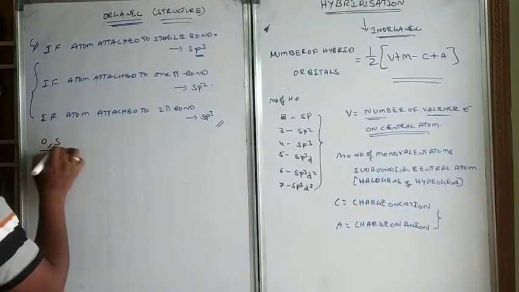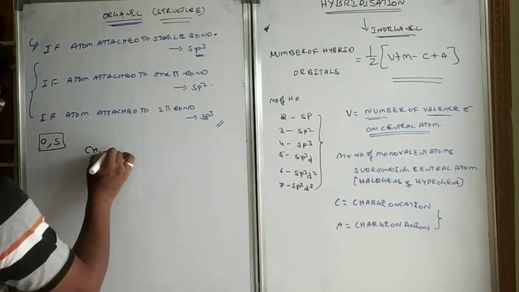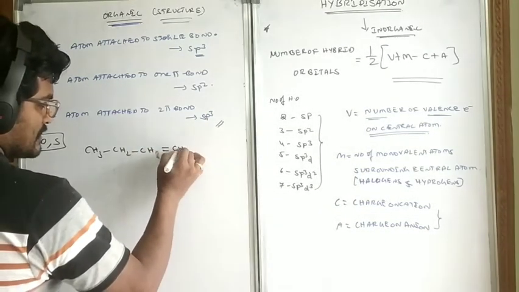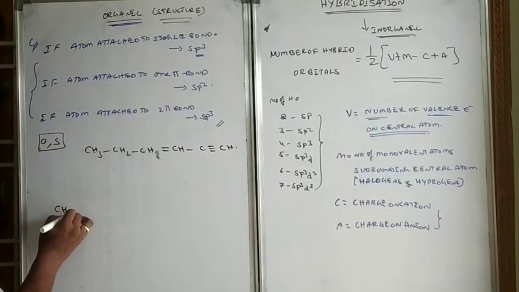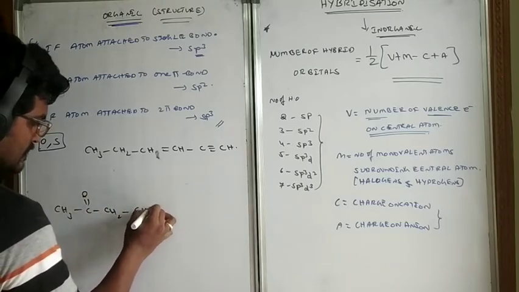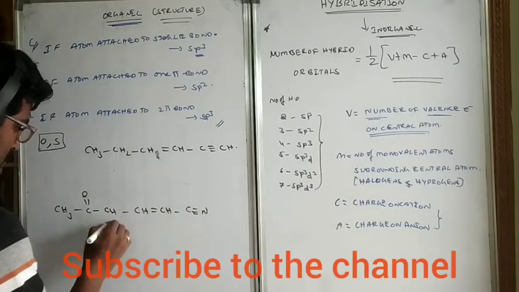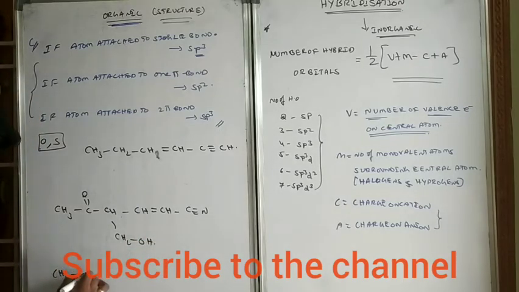Let us get into the details. Even for oxygen, the same thing. Even for sulfur, the same thing. Let us see. CH3 CH2, CH double bond CH, C triple bond CH, CH3 C double bond O, CH2 CH double bond CH, C triple bond N, CH, CH2 OH, CH3 C double bond O, OH.